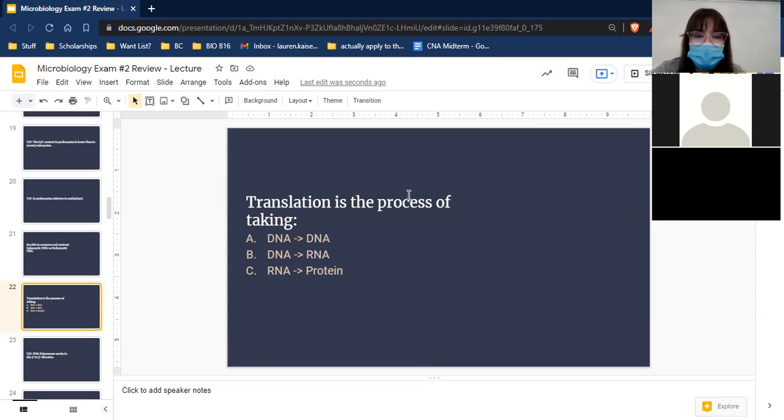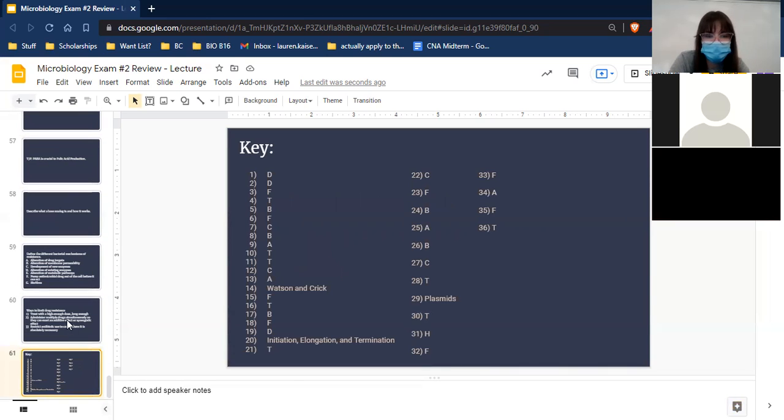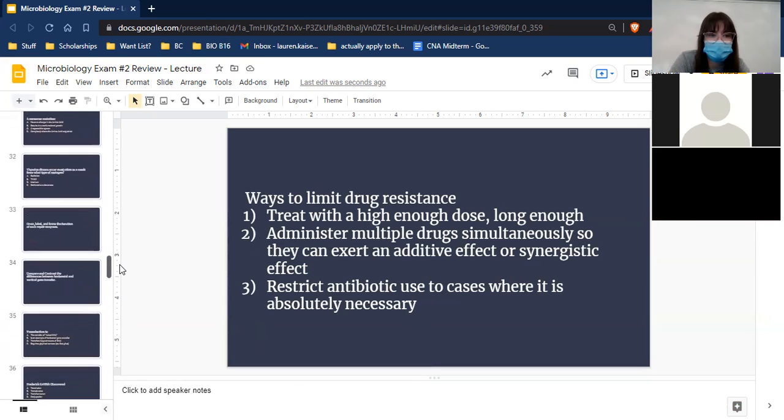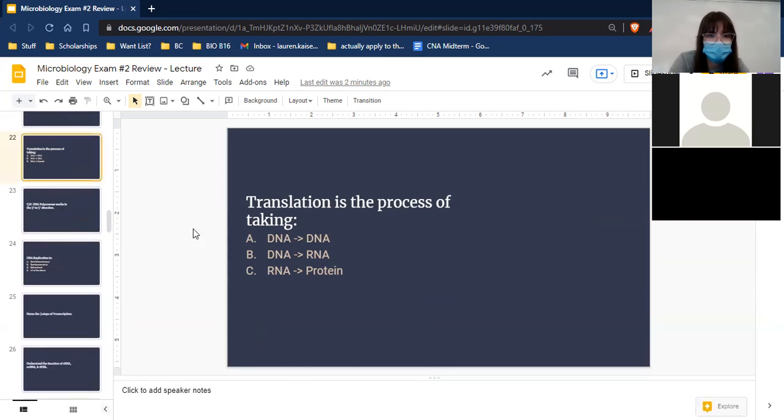Okay, translation is the process of taking DNA to DNA, DNA to RNA, or RNA to protein. I have a C. So yes, it is C. It is RNA to protein. Transcription would be DNA to RNA, while replication is DNA to DNA.